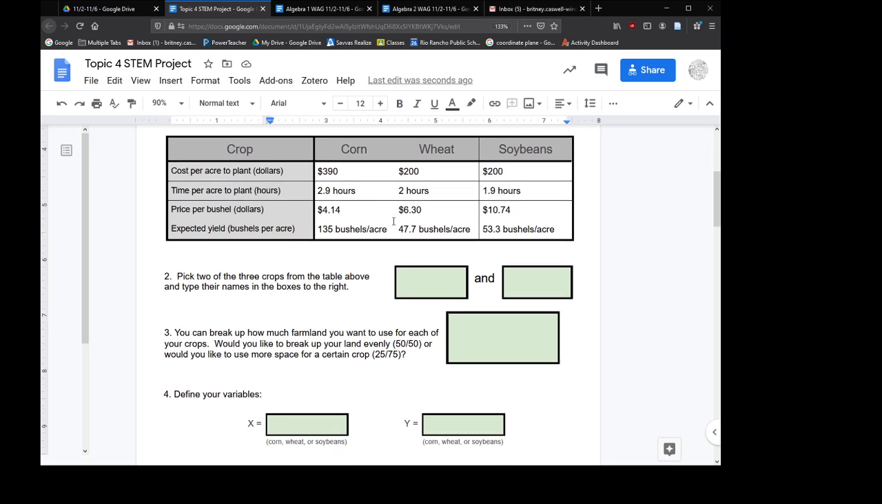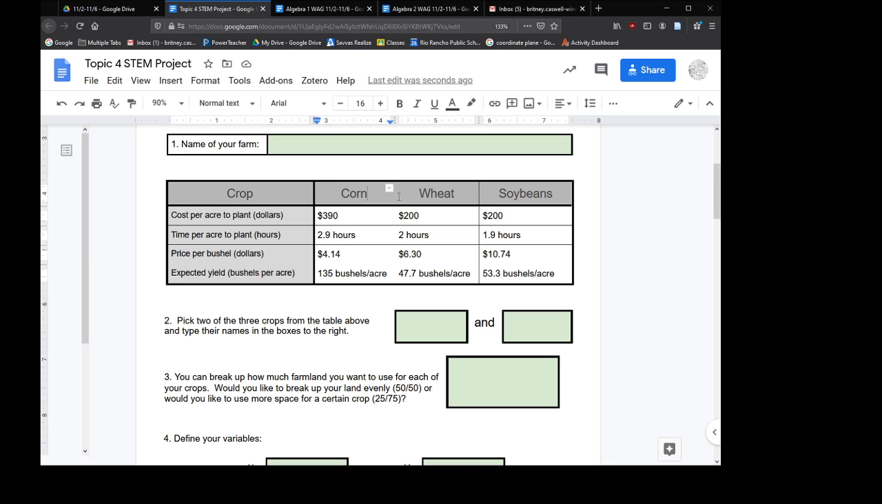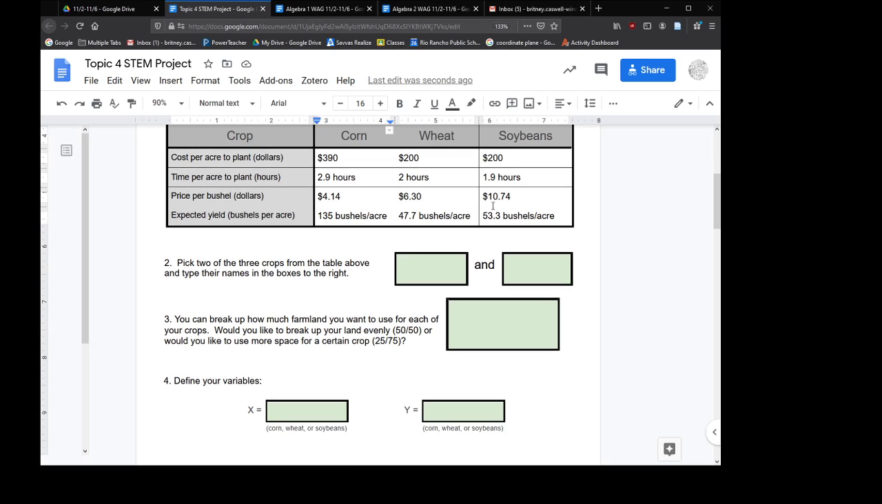So then there are 3 crops that we're looking at. We're looking at corn, wheat, and soybeans. And our expectation is that you're picking 2 out of those 3 crops and typing their names in these 2 boxes.